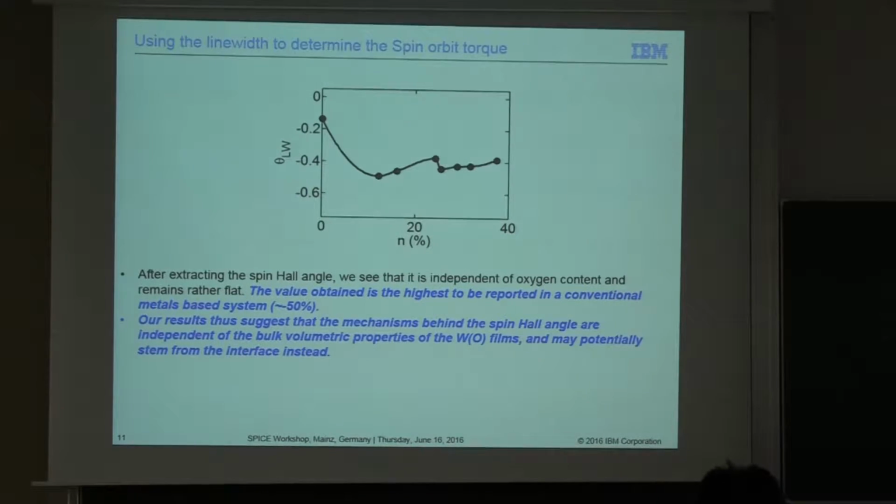The only other systems where you get higher spin Hall angles than these are, for instance, more exotic materials such as the topological insulators. However, when we looked at this data and saw that it didn't change significantly with the oxygen content, despite the fact that we changed the volumetric properties of our films quite significantly, this led us to think that perhaps it's not the usual bulk-like spin Hall effect that is taking place here, but there may potentially be an interfacial effect.